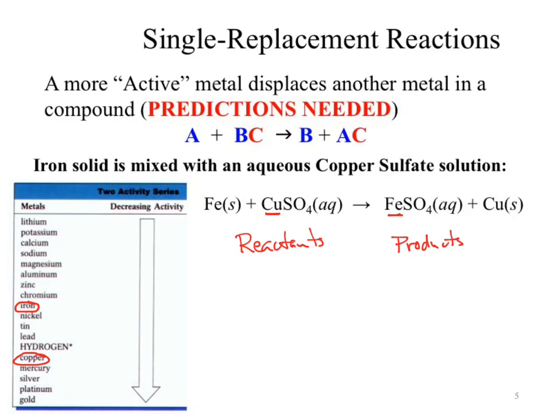On the product side. Should this reaction progress forwards? Yes, because iron is on the product. To get to the products, it must react. Okay? Kind of makes sense?